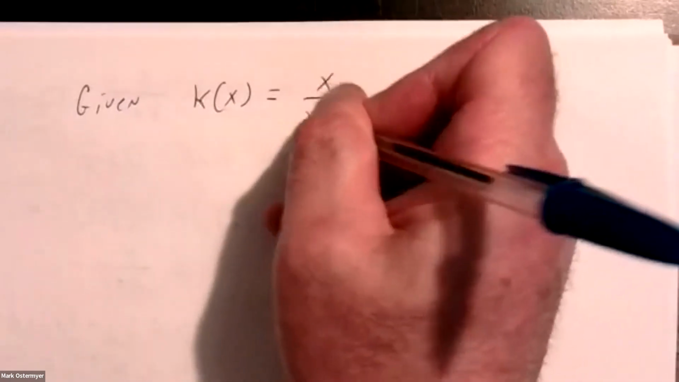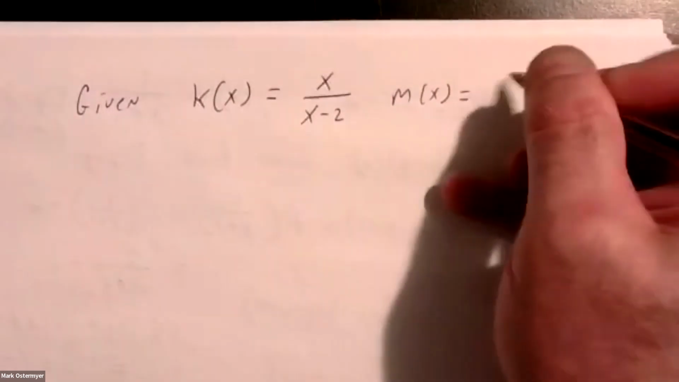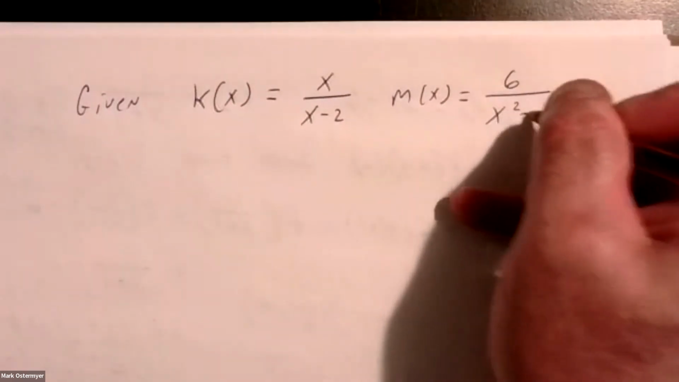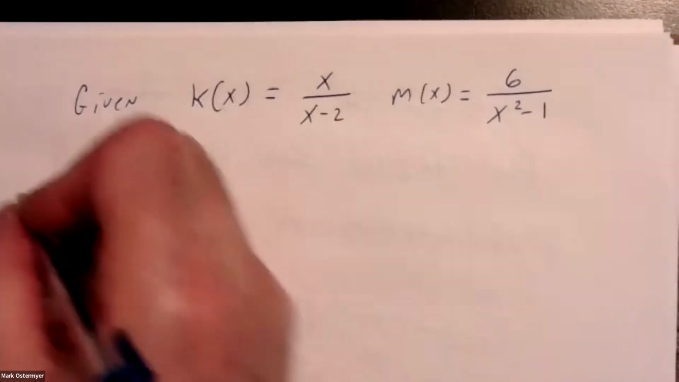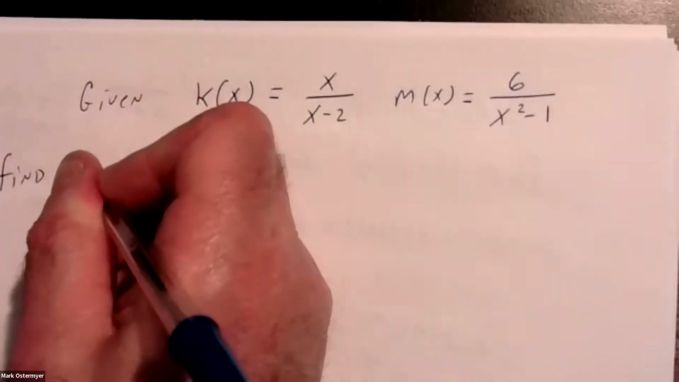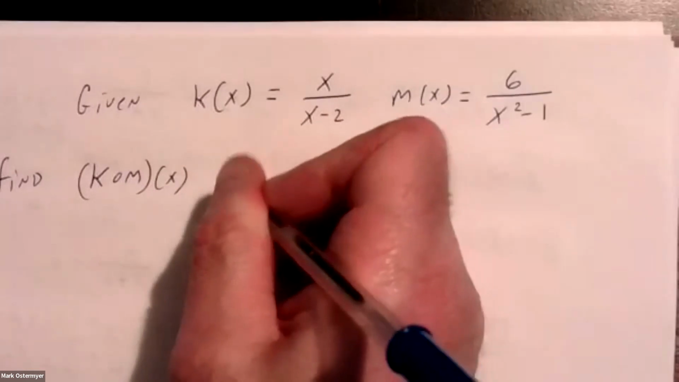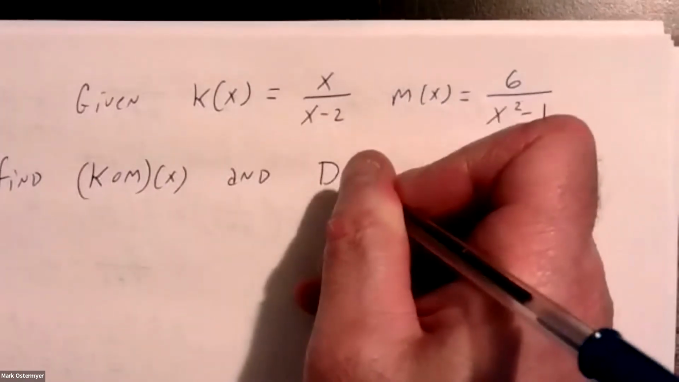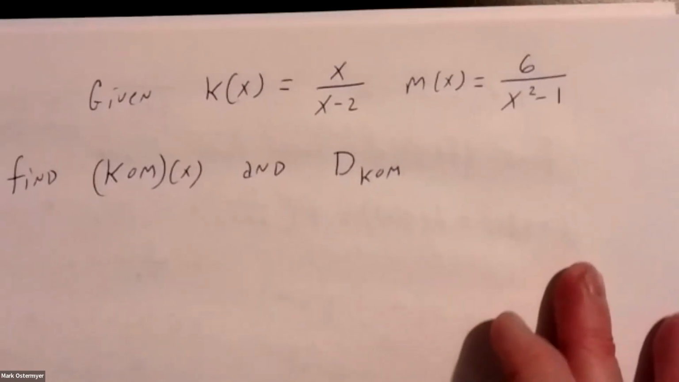All right, so suppose that we're given this function k of x, which is x over x minus 2, and we're given m of x, which is 6 over x squared minus 1. So both these are rational functions here. Suppose I want to find the new function k composed with m of x, and I also want to find the domain of k composed with m. So how do we do that?